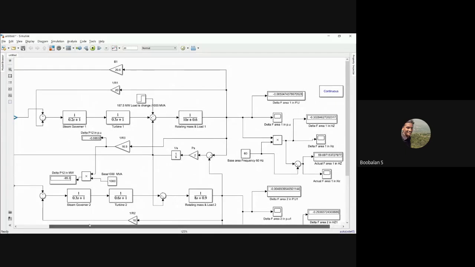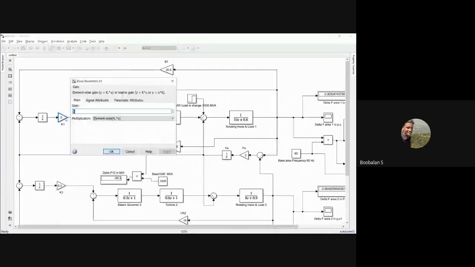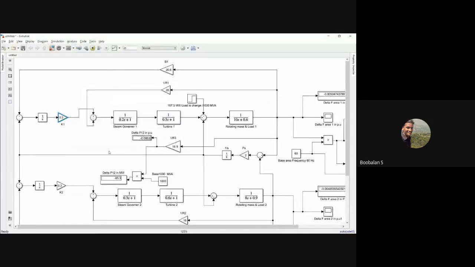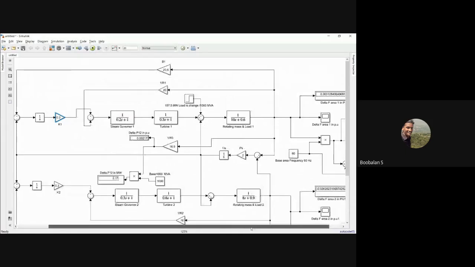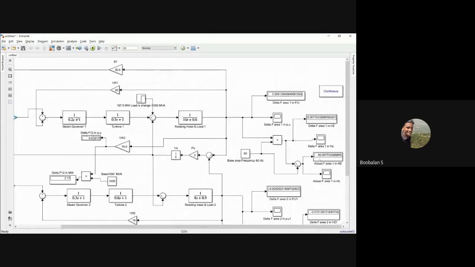If I increase my gain value at my PI controller to 0.2, for example, and run it, you could see frequency is now boosted, right? How did it get boosted? The speed governor would have allowed more steam to be introduced, more steam would have hit the turbine, and finally I'm getting more synchronizing speed and I've got a constant frequency, right?